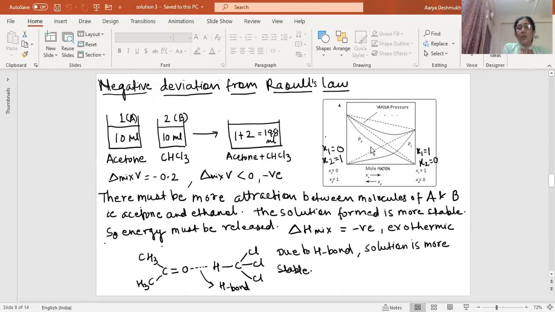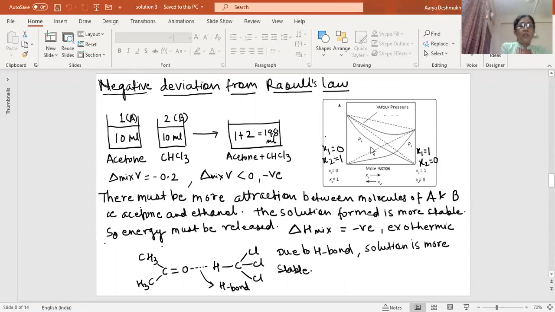So this P total is equal to P1 plus P2. At this end, x1 equals 0, and at this end, x1 equals 1. So mole fraction increases in this direction. So what is the actual reason for this negative deviation from Raoult's law? Negative deviation means the values of P1 and P2 decrease. So you can see here the decrease from what is expected according to Raoult's law.